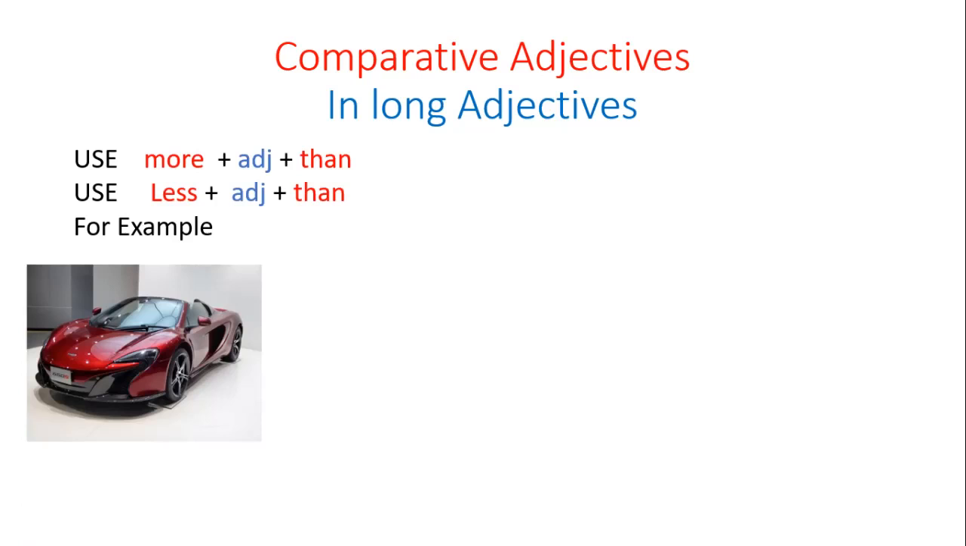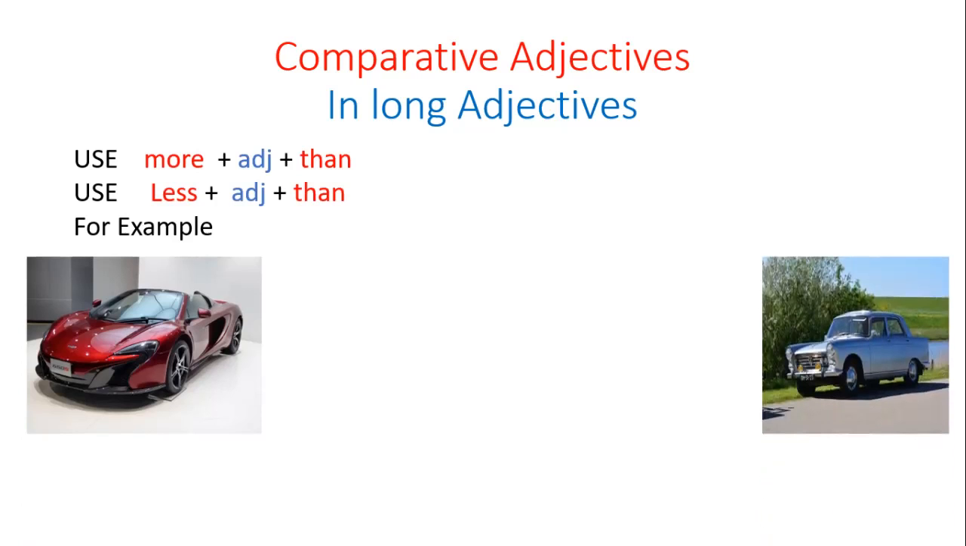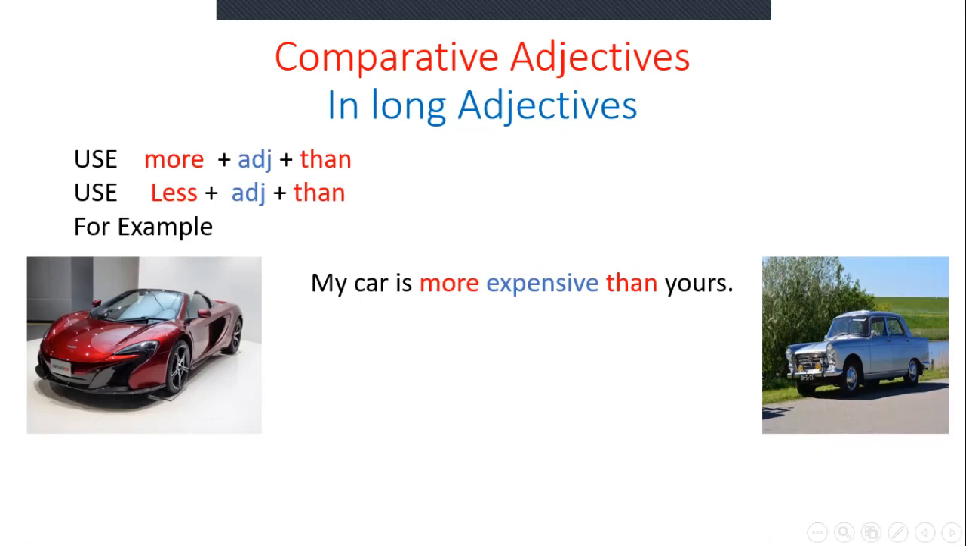For example, look at this car and this car. Here, my students, we make comparative, okay? Because here we compare between one thing and one thing. Here I compare between this red car and this gray car, okay? My car is more expensive than yours. Here, my students, we use the long adjective expensive between more and than to make the comparative. Okay, we do this because expensive here is a long adjective.